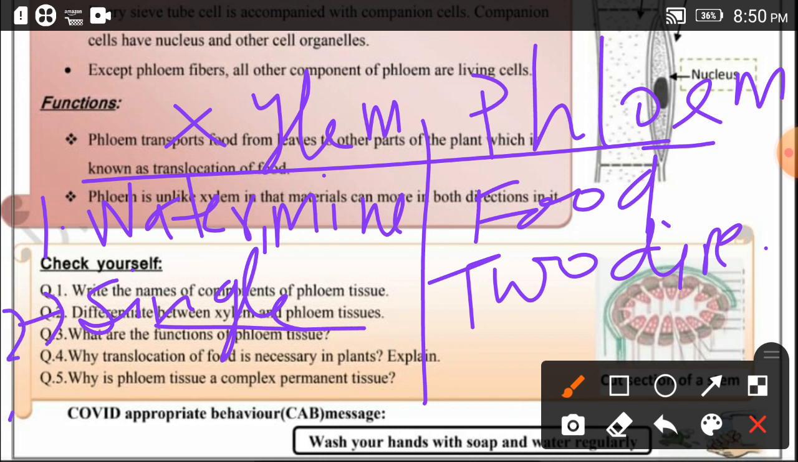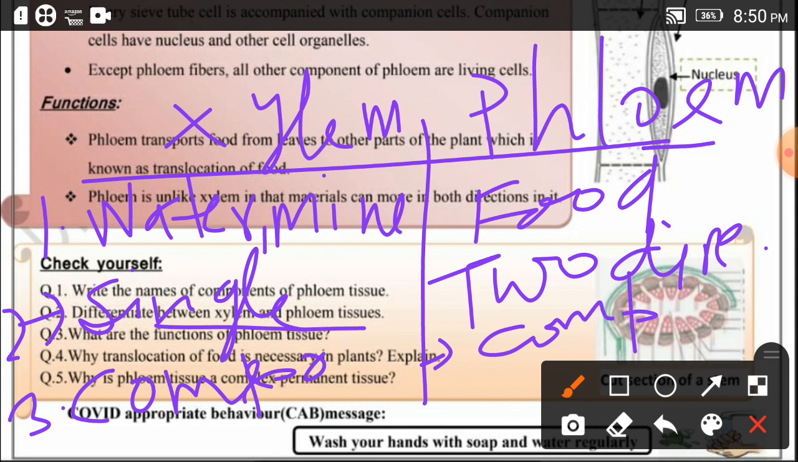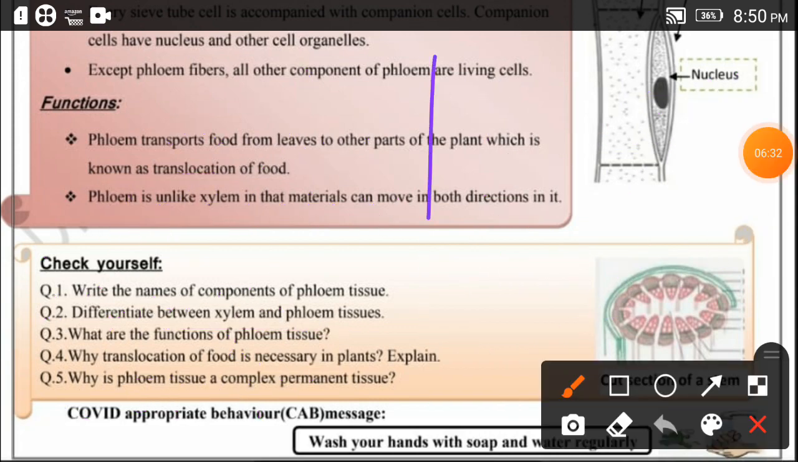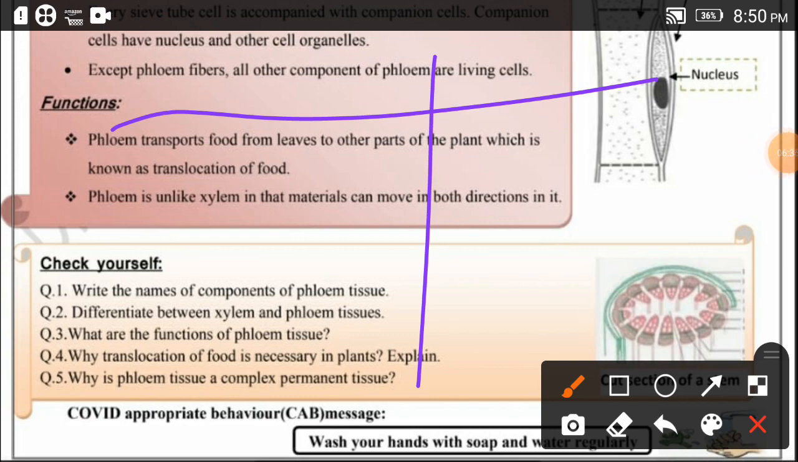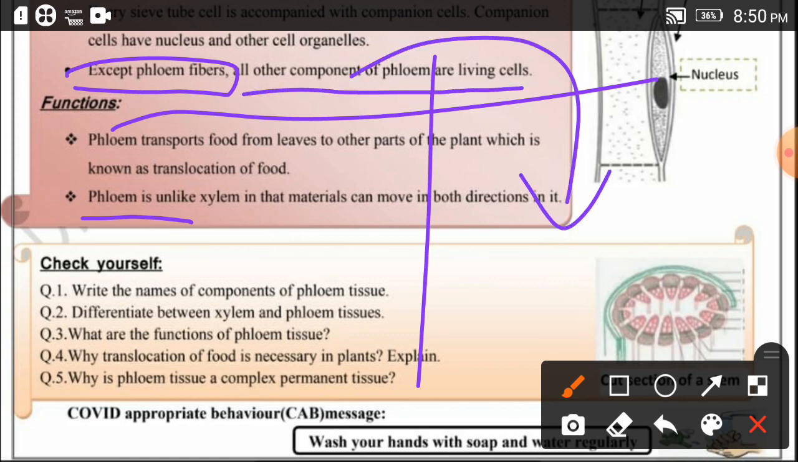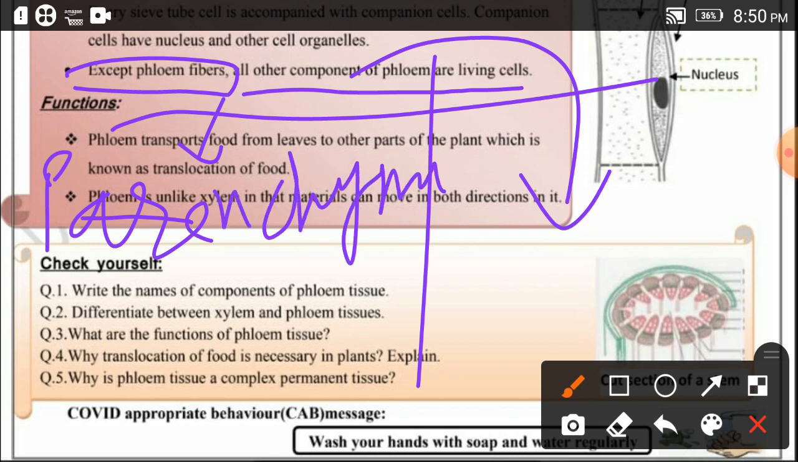So third difference students, we can write the names of the components of xylem, and here we can write the names of the components of the phloem. And the fourth difference you can make between xylem and phloem is that in phloem, except phloem fiber, all other components are living cells, and in xylem only xylem parenchyma is living and all other components are dead cells.